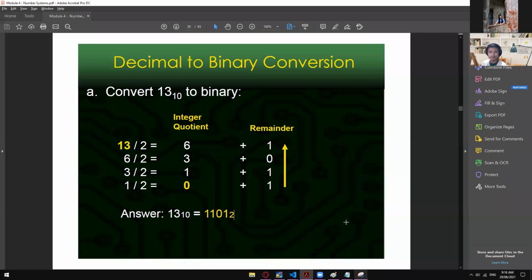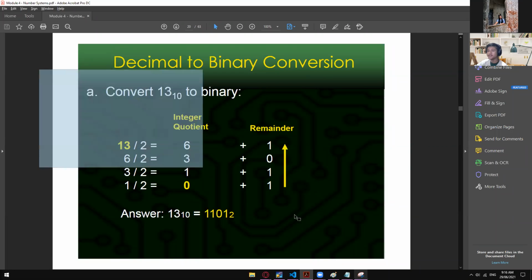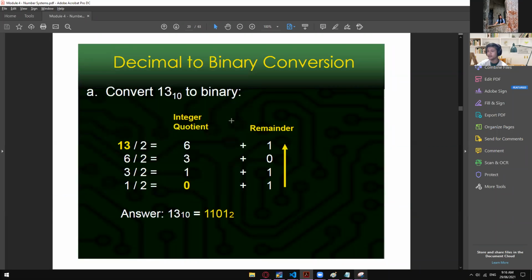There's 6, 7, 8. All right, so another one. Again, you will only stop once you reach a value of 0 in the integer quotient. And then after that, whatever you have here in the remainder, that is now your final answer. So that's pretty much it for this letter A.